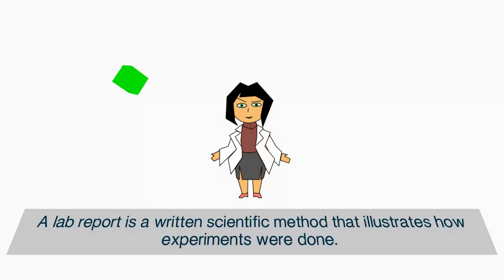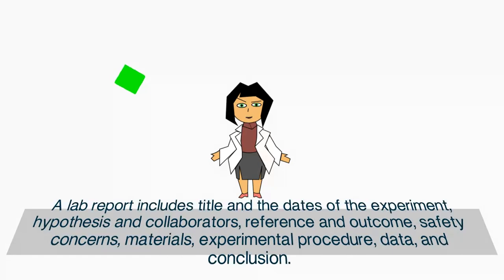A lab report is a written scientific method that illustrates how experiments were done. A lab report includes the title and dates of the experiment, hypothesis and collaborators, reference and outcome, safety concerns, materials, experimental procedure, data, and conclusion.